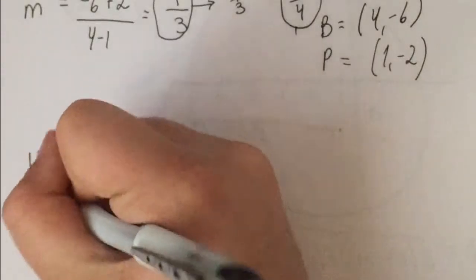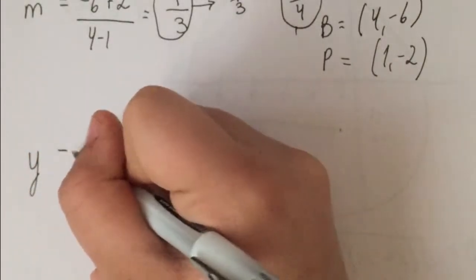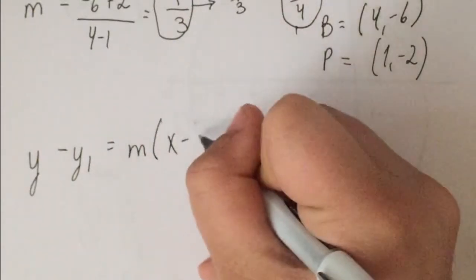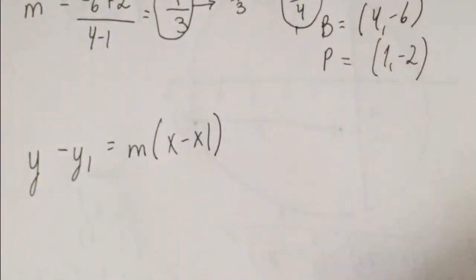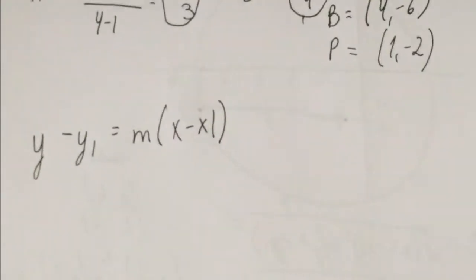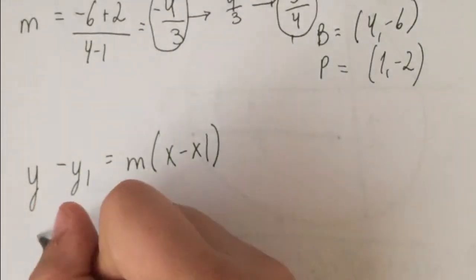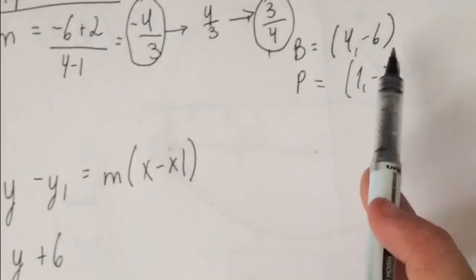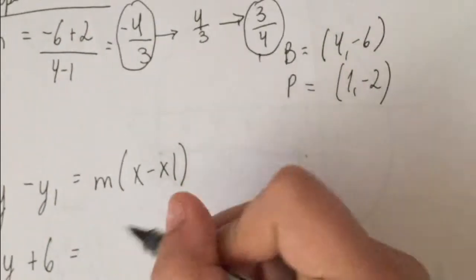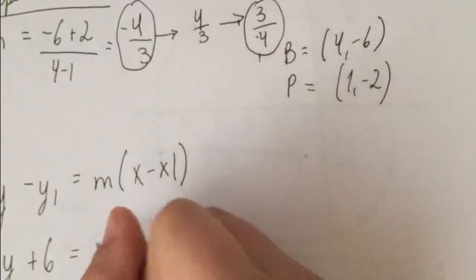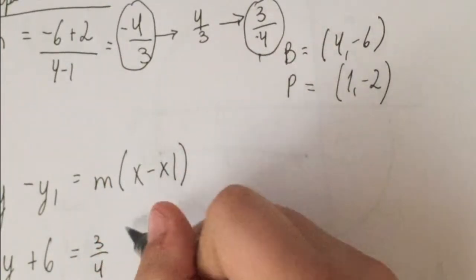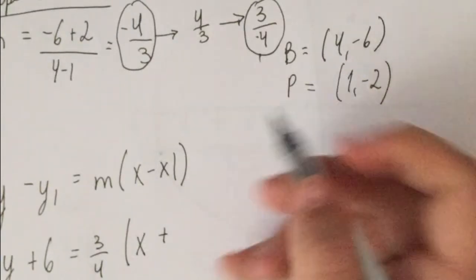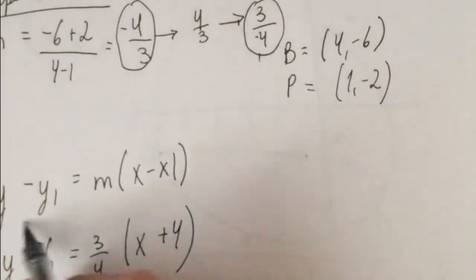And your point-slope form is y minus y1 equals m times x minus x1. So just plug in everything. y plus 6, that's y minus your y1, equals your slope, 3 over 4, times x plus 4.